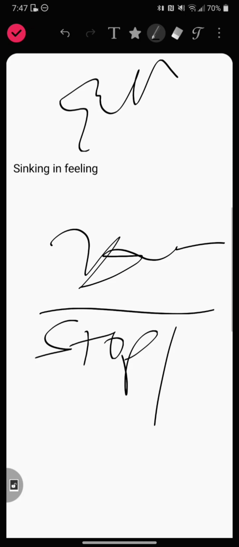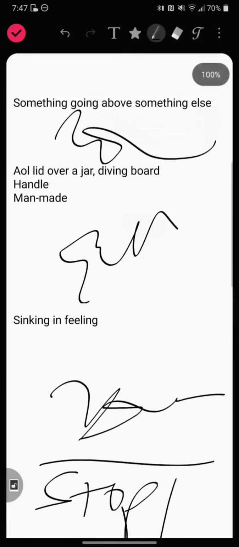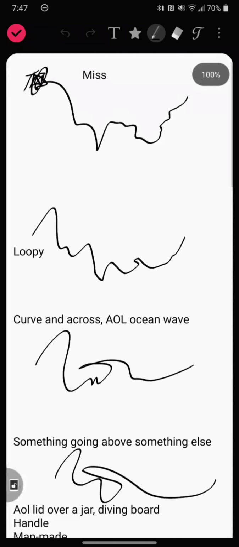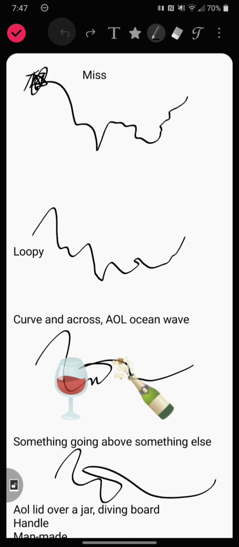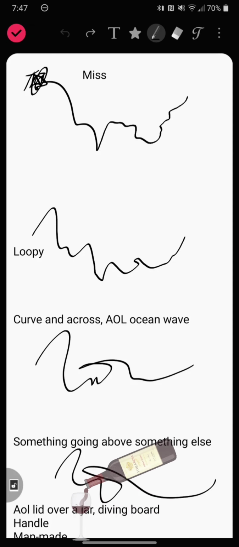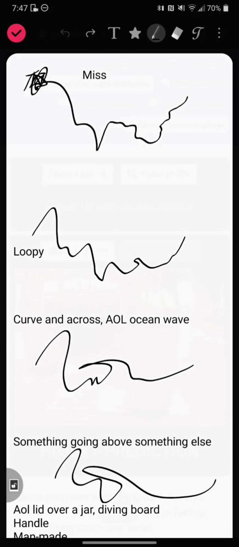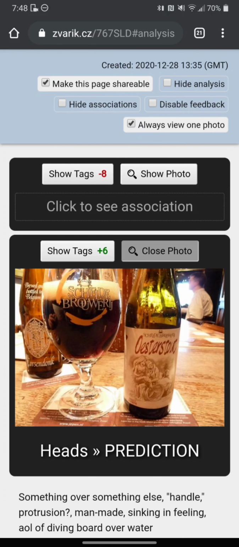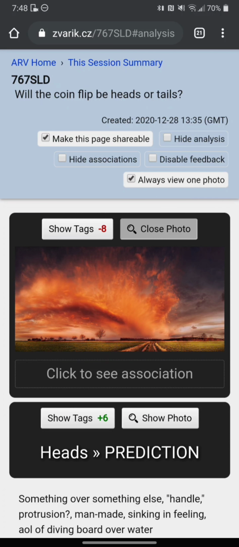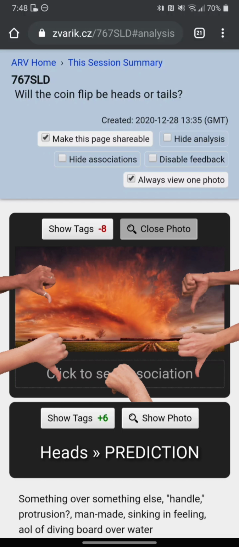Well, a sinking in feeling, that could be me sinking into the bubblies of a champagne glass or something. Curve, yeah, there's kind of a curve on a wine glass and on a bottle. Something going above something else, that might refer to bottle pouring over the glass. Handle, a bottle kind of has a handle, and yes, it's man-made. So that's why my selections in the tags chose this picture for me. And the other picture, not really any correspondence whatsoever to my session.